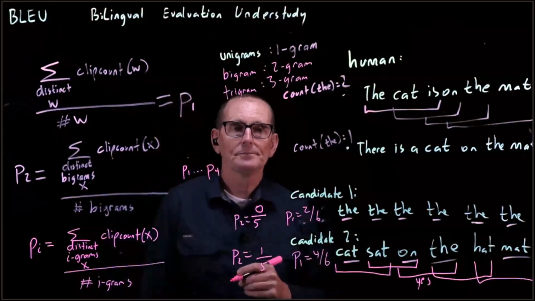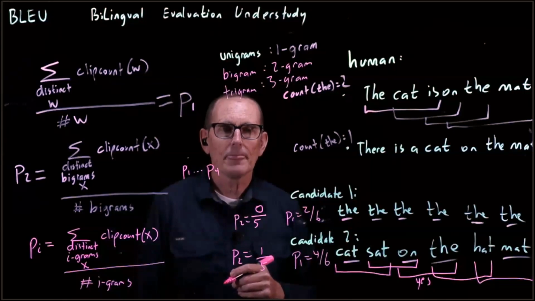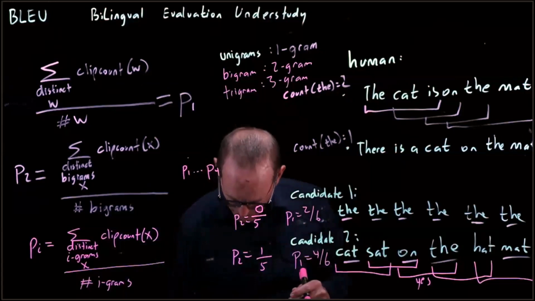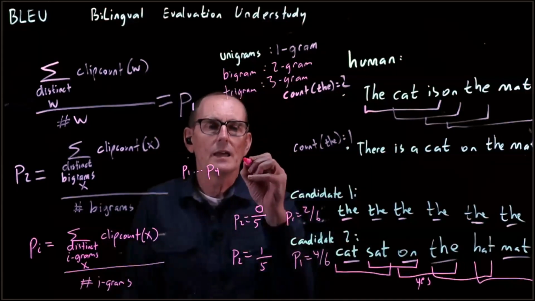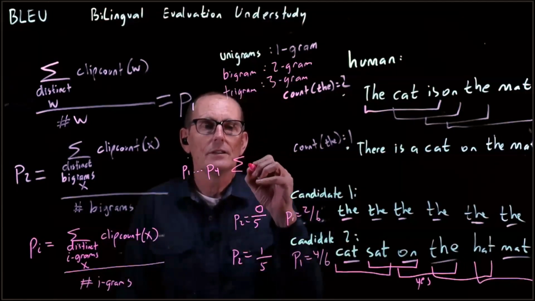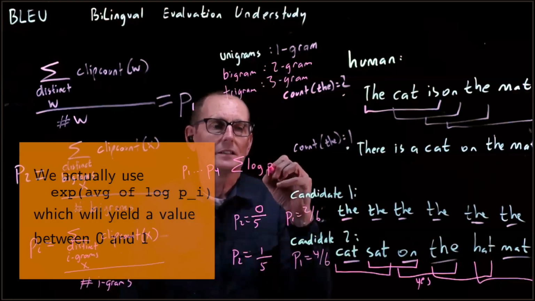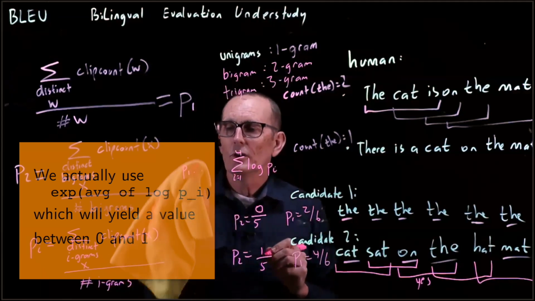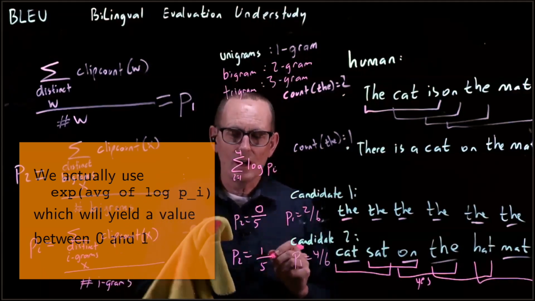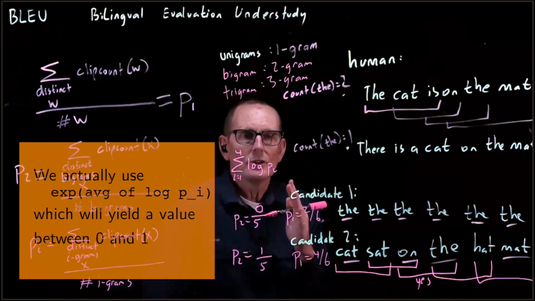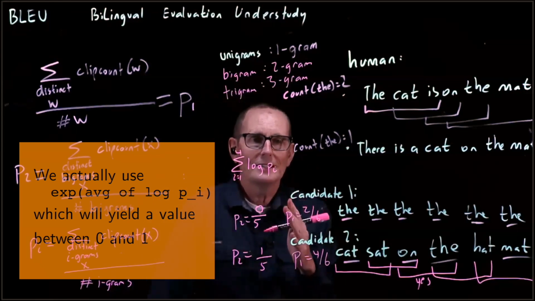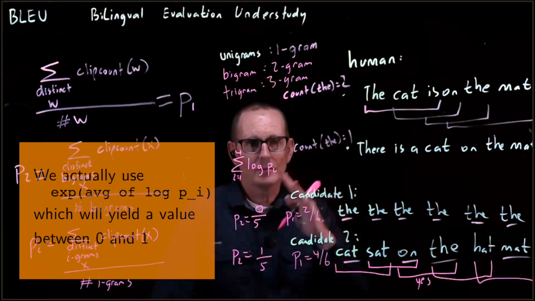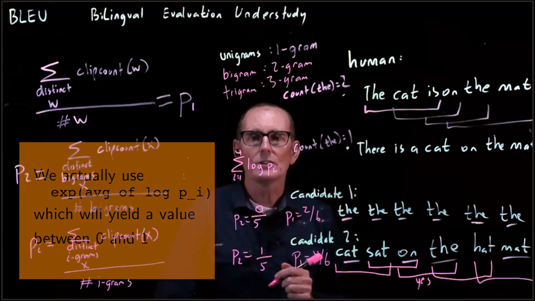And then let me just remind myself how we put these together. We go ahead and sum the log P sub i's, for i equals 1 to 4. We use the log because P1 is normally larger than P2, which is larger than P3, which is larger than P4, and so this tends to bring them down into a closer range together.